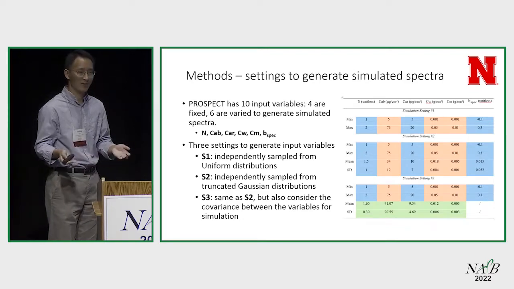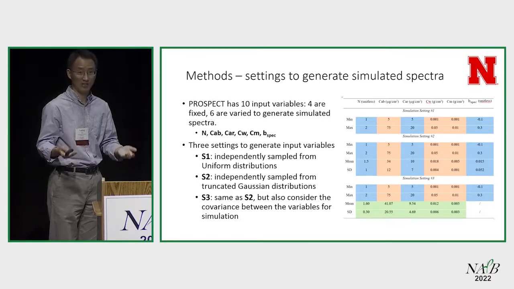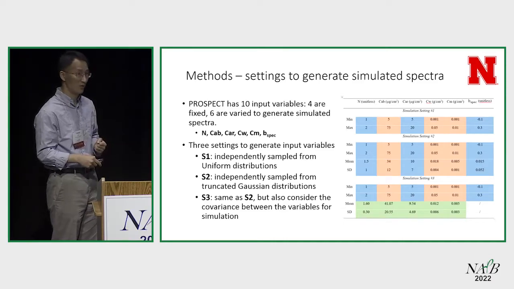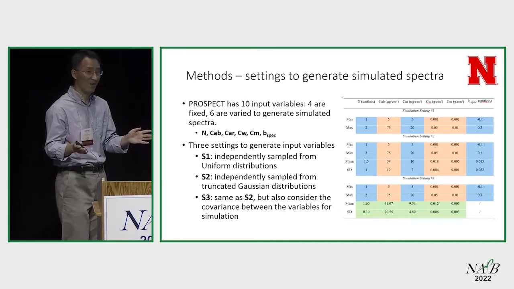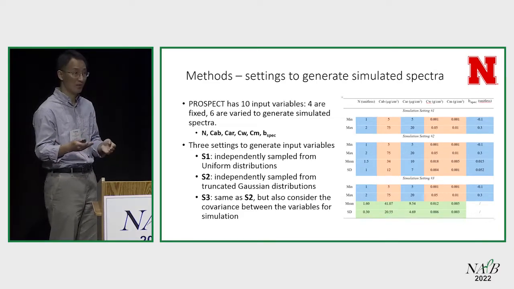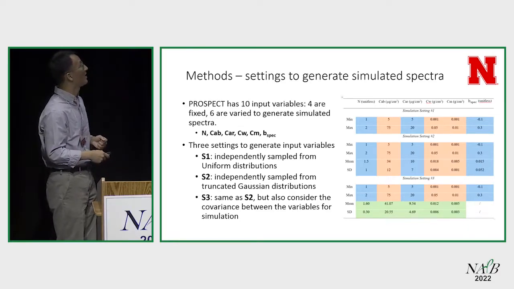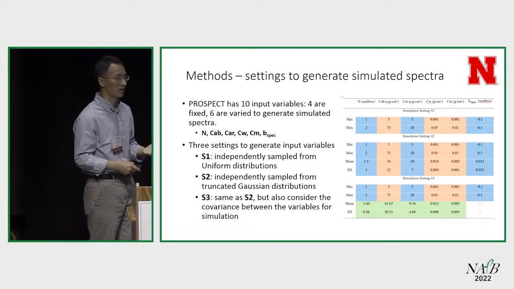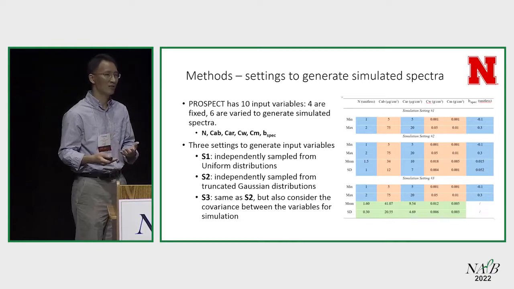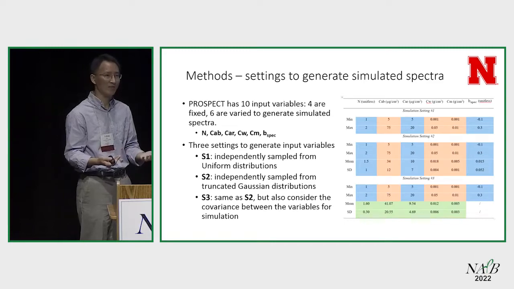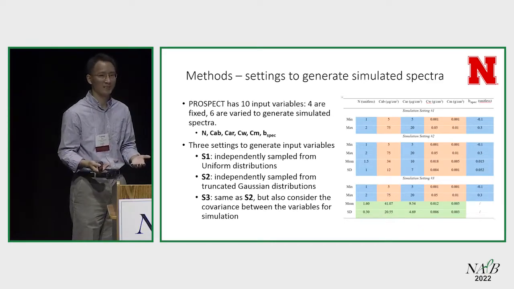Now, naturally you think that the uniform is probably not great, so would the Gaussian be better? So setting 2 is that we independently sample from a truncated Gaussian distribution. We still have the minimum and the maximum, but we use the Gaussian distribution to simulate what the input variable should be, then put that in the model. But this independent sampling, even Gaussian, still does not represent reality very well, because if you look at the natural leaf, those variables are going to be correlated somehow.